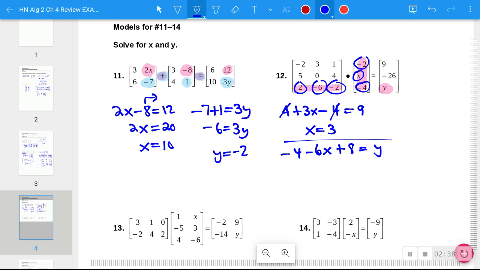So I'm going to simplify the negative 4 and the 8, and I'm also going to plug in the value of x in a minute. So I know that 8 minus 4 is 4, and we're using 3 for the x. So we have negative 18 plus 4 equals y. In other words, y equals negative 14.